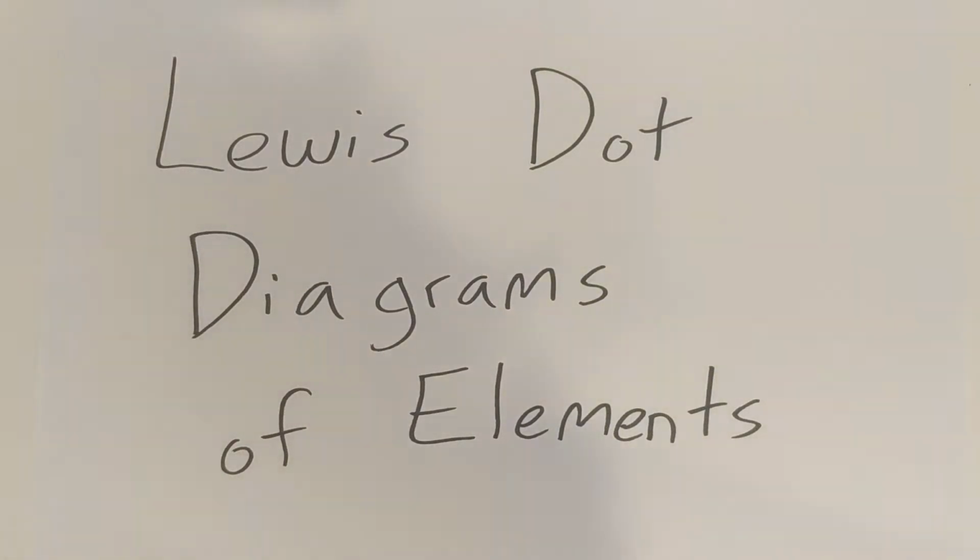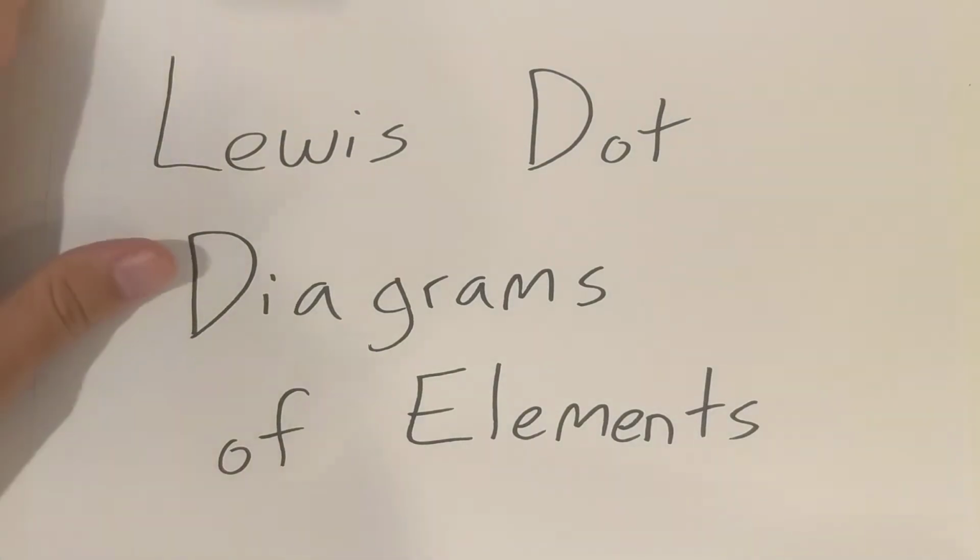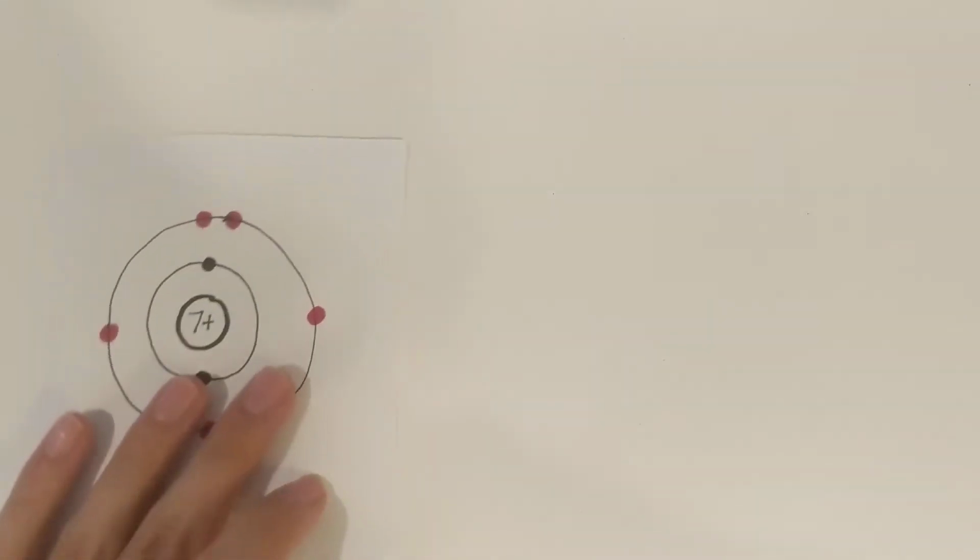This week we're going to be starting to learn about our covalent bonding. So we're going to start with how to draw Lewis dot diagrams of just our elements. So we may be very familiar with seeing pictures like this.